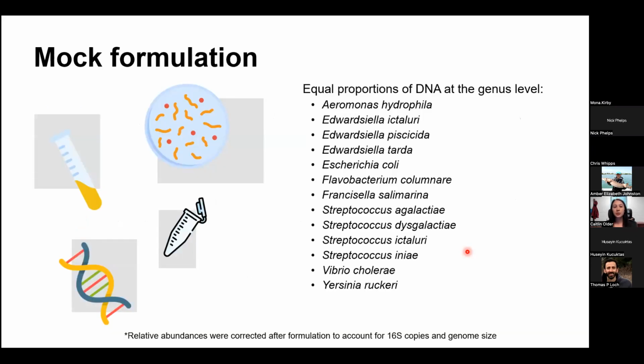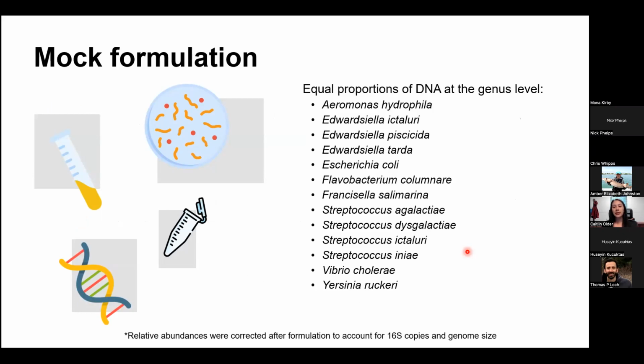So first I needed to produce a mock community. There are some mock communities that are commercially available, but typically these contain bacteria that have more relevance to human health. So what we did is we took 11 different bacteria that are relevant to fish, or at least found in fish, grew them up in culture, transferred them to broth culture, pelleted, and then extracted the DNA.